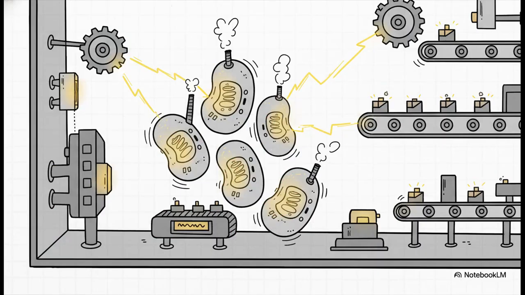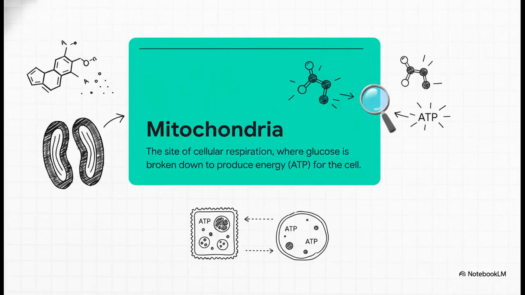Obviously, no factory is going to get very far without electricity. The lights, the assembly line, the whole shebang. It all needs power. Inside the cell, that power is generated by these amazing little power plants called mitochondria. Now, here's where it gets really cool. Mitochondria are all about energy conversion.